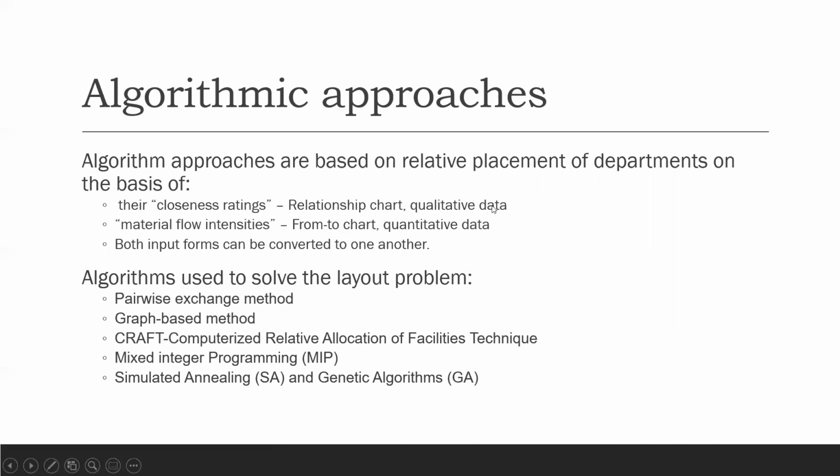Yun nga, qualitative data, kung natatandaan nyo, through relationship chart, or quantitative data by understanding the from to, or yung ating material flow intensities. How frequent yung nangyayaring material movement. And then closeness rating, qualitative, yun nga, based on your judgment or based on the interviews that you've conducted. Okay, and then we will both input the forms and try to establish the relationship between the two. Okay, we will acknowledge both data, or consider both data.